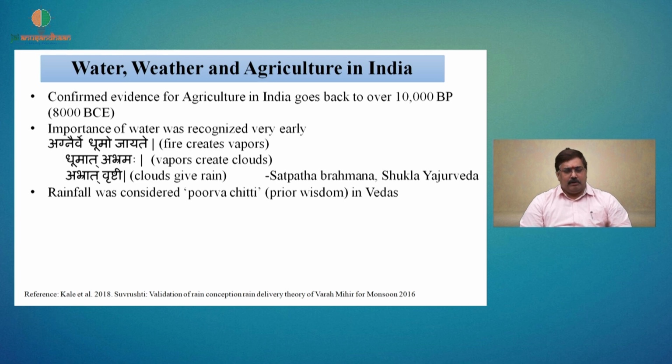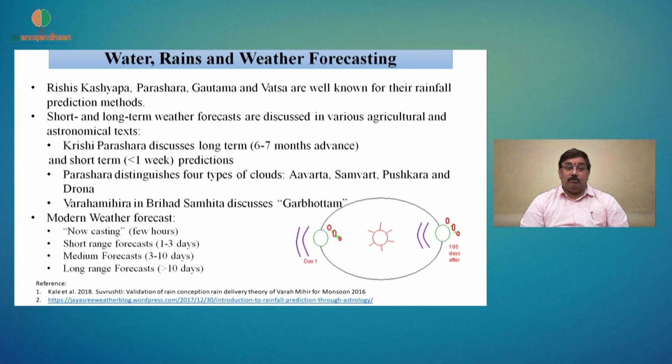And there are many other references even in the Vedic times, because it was based on direct observations. And rainfall, interestingly, was considered as Purva Chitti, or something that can be predicted. Prior knowledge, we can have prior knowledge of it. In fact, we have a great number of rishis like Kashyapa, Parashara, Gautama, and Vatsa, who have given many methods for rainfall predictions. In fact, they have talked not only about short term but also long term weather forecasts. There is a text called Krishi Parashara which discusses how you can predict rainfall 6 to 7 months ahead of time. And then short term, less than 1 week predictions are also there.